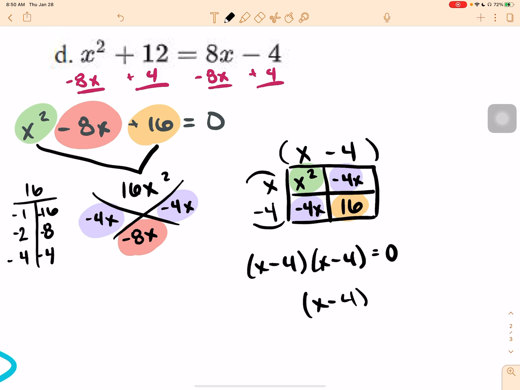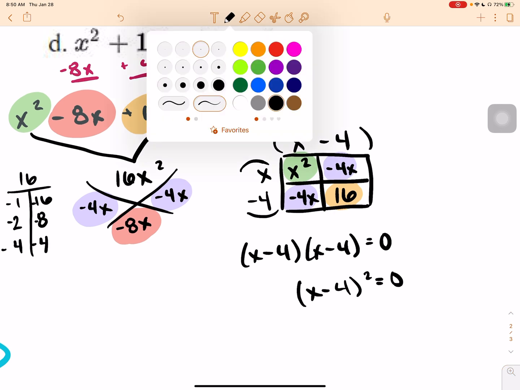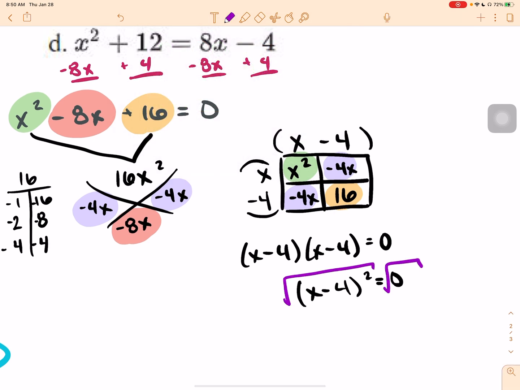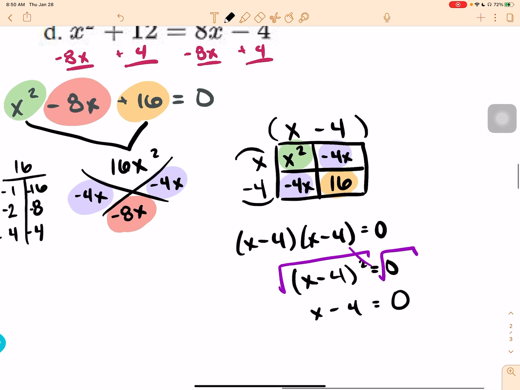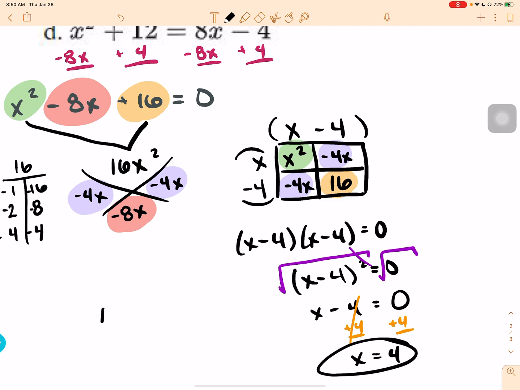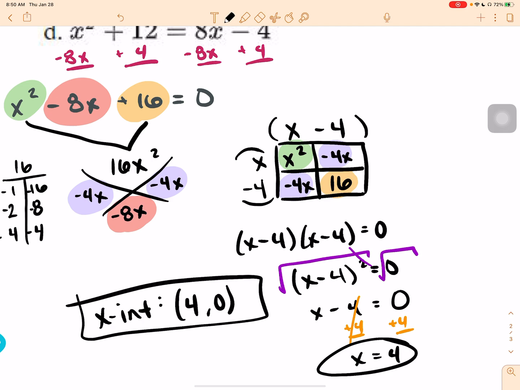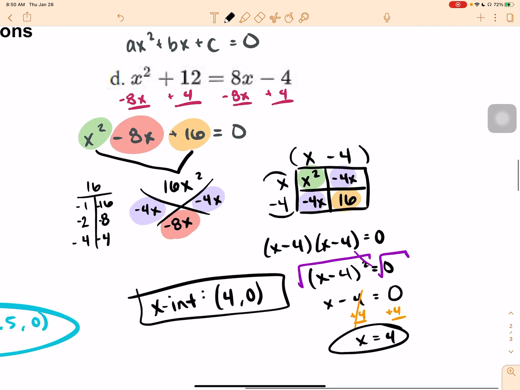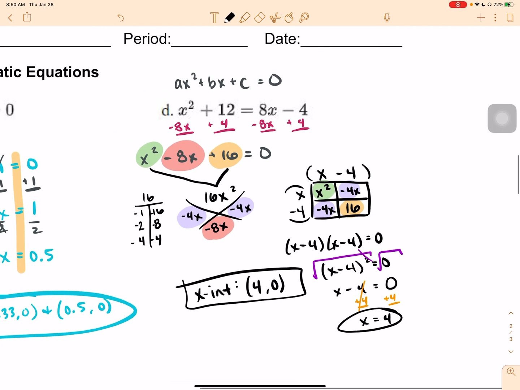You could also write x minus 4 squared equals 0, because that's what these are. Something times itself is just that something squared. So here I can take the square root of both sides to cancel out the squared. I have x minus 4. Square root of 0 is just 0, so no plus or minus there. So now I can add 4 to both sides. And we end up with x equals 4. So my x-intercept here is 4, 0. Okay, so again, make sure you pause and get all this down and understand what I just did.